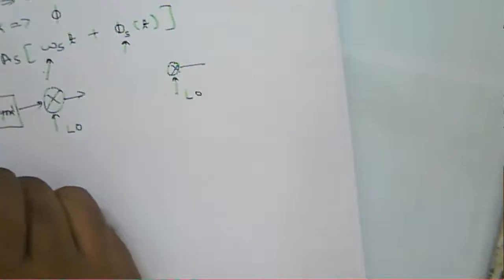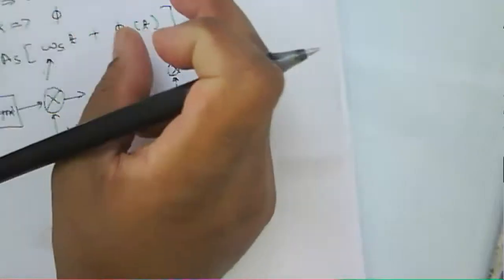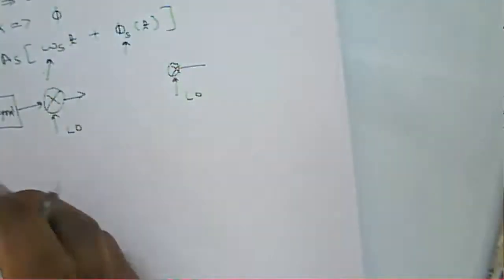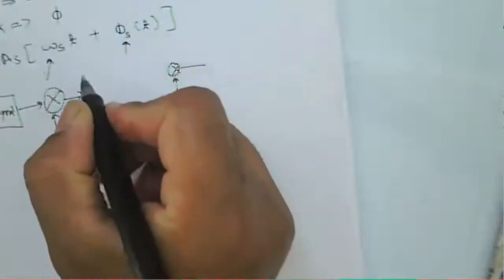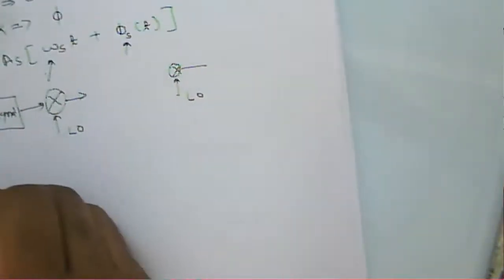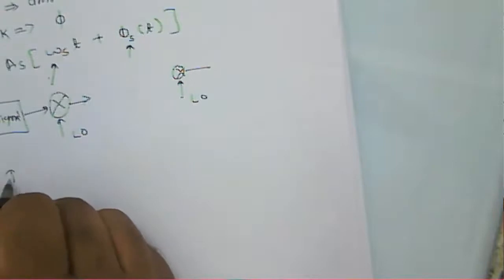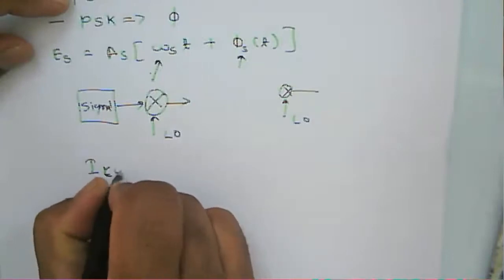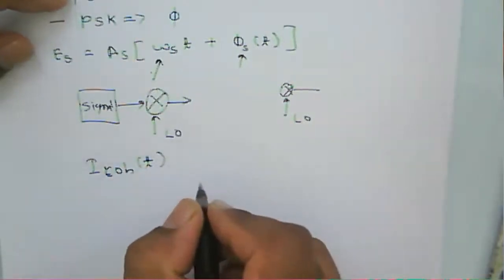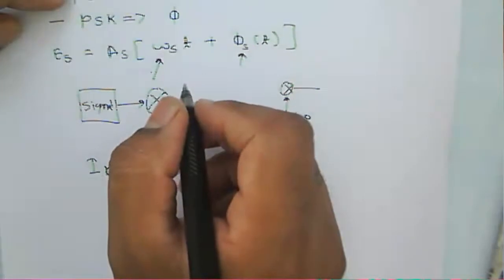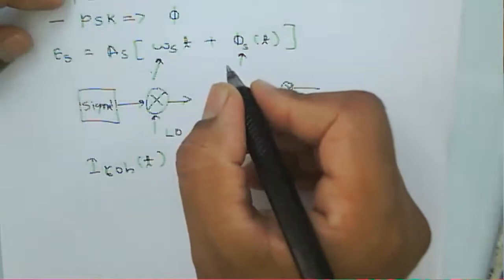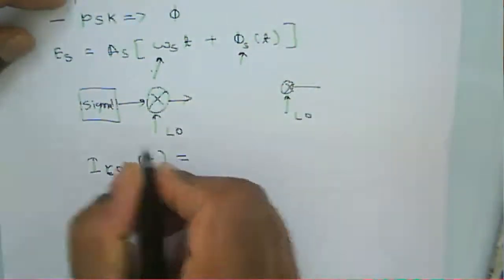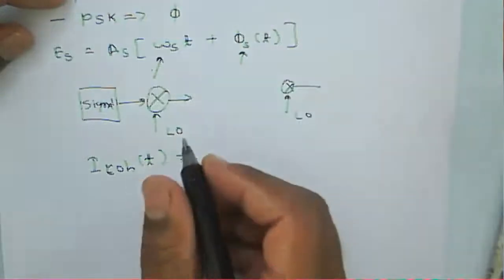So now we can say that a signal is mixed with a local oscillator here at the end. So we can consider what will be the current detection at the detector. The detector current is nothing but a coherent current, or we can say that at the detector we have the signal frequency as well as the local oscillator.